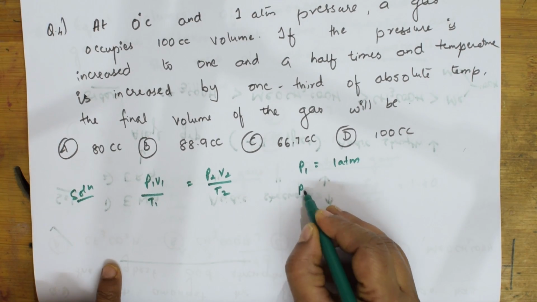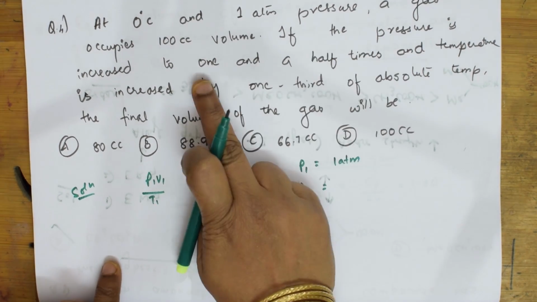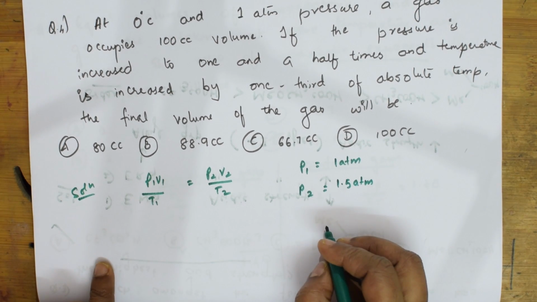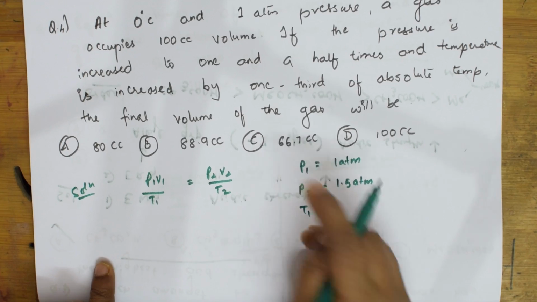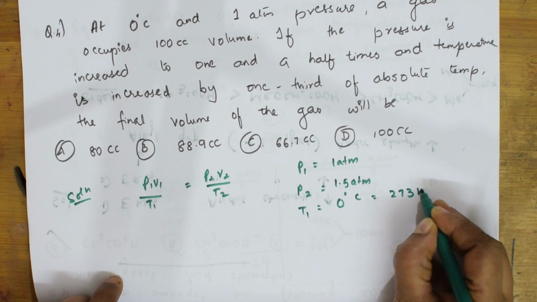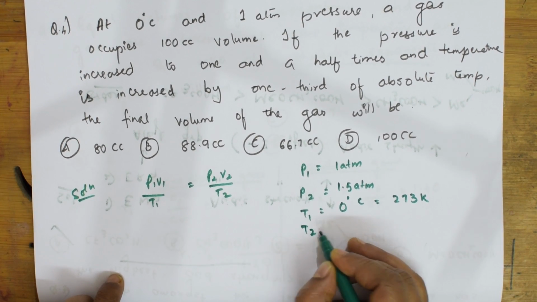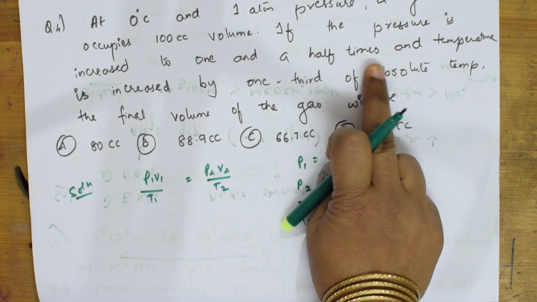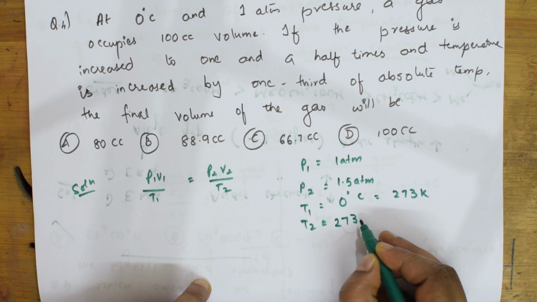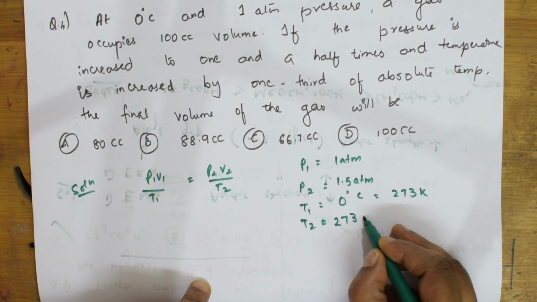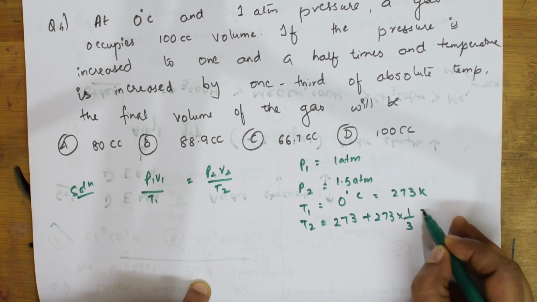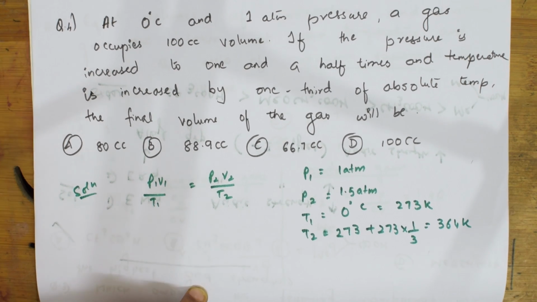Then what will be P2? They said pressure is increased by 1.5 times, so pressure will be 1.5 atmospheres. Now what is T1 here? T1 they said it is 0 degrees centigrade, which is nothing but 273 Kelvin, correct? Now what is T2? T2 they said it is increased by 1/3 of absolute temperature. So what is absolute temperature? It is 273. Basically I am adding 273 plus 1/3 of 273, because it is increased by 1/3. When I calculate, this comes to 364 Kelvin. T2 is this.